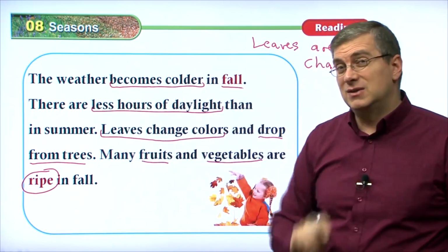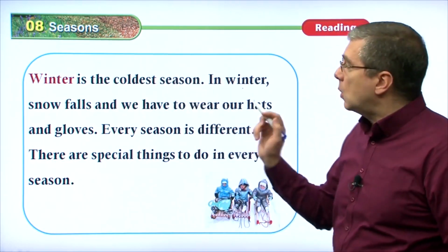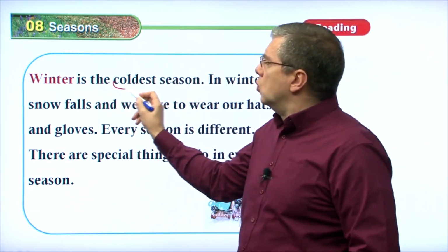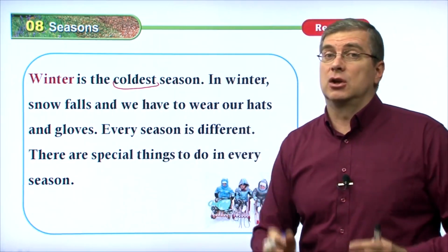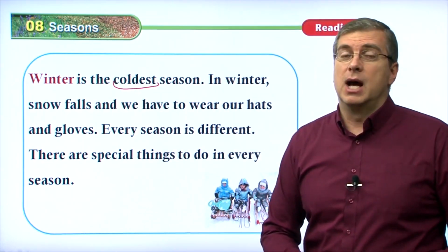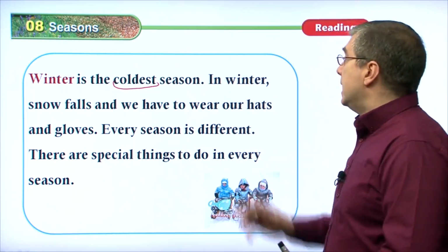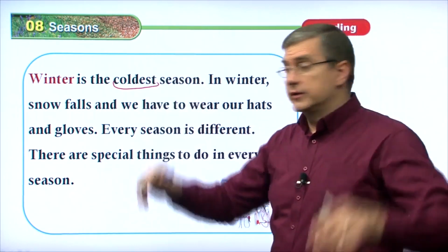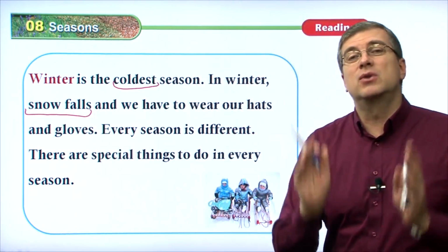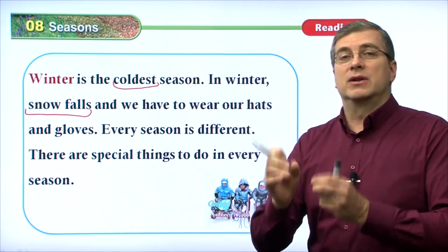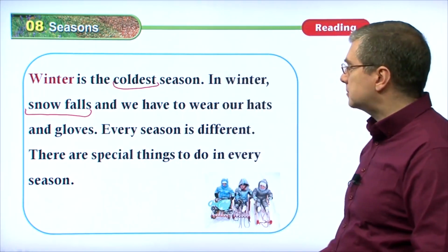We have one more season to go. Do you know what it is? That's right, it's winter. Winter is the coldest season, right? That's one very important feature or characteristic of winter. It's the coldest season of the year. In winter, snow falls. So snow falls from the sky, right? It's not rain anymore. It's too cold, right? That liquid turns to a solid. Now it's snow and it's falling from the sky.